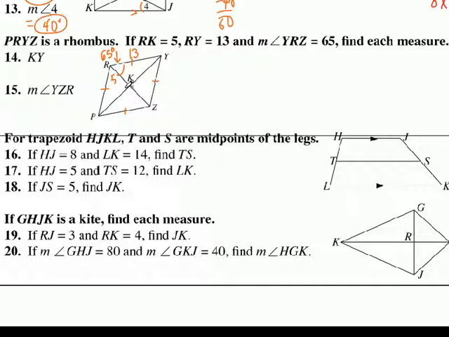Now, this is a rhombus. Here's something that you need to know. What are we trying to find? We're trying to find KY, this one right here. All right? Everybody watching?